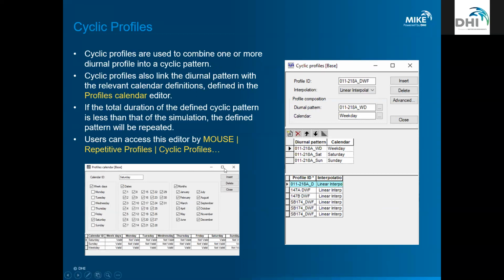And most commonly you'll see it's linear interpolation for this type of network. Down here, it's important, you'll see a profiles calendar. So this is important for defining which days the profile is going to be used.